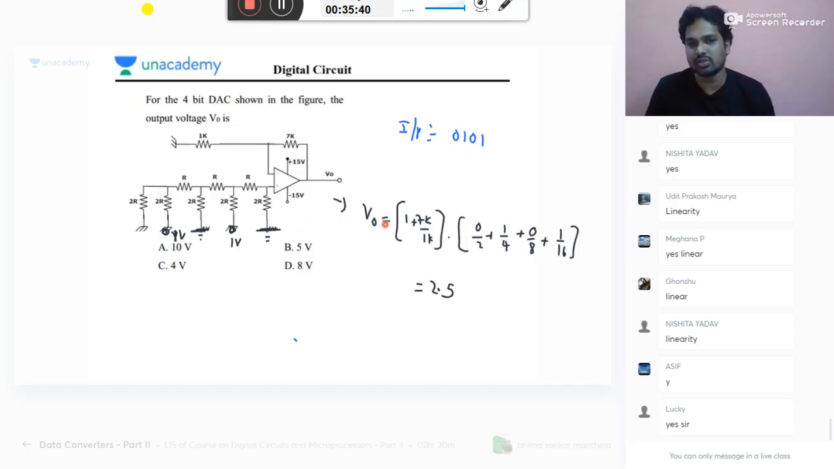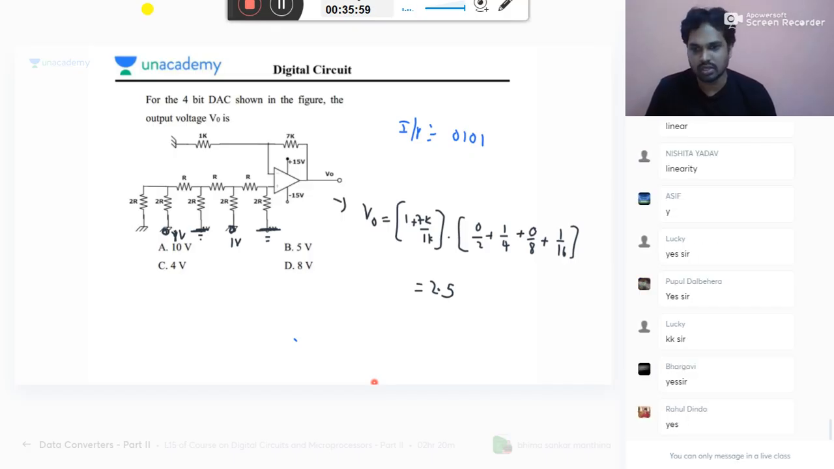If you want to calculate resolution, you can do it. Only LSB equal to 1, remaining all zeros. Whatever you get, that is the resolution. 8 by 16. Okay. Clear? So let's move.